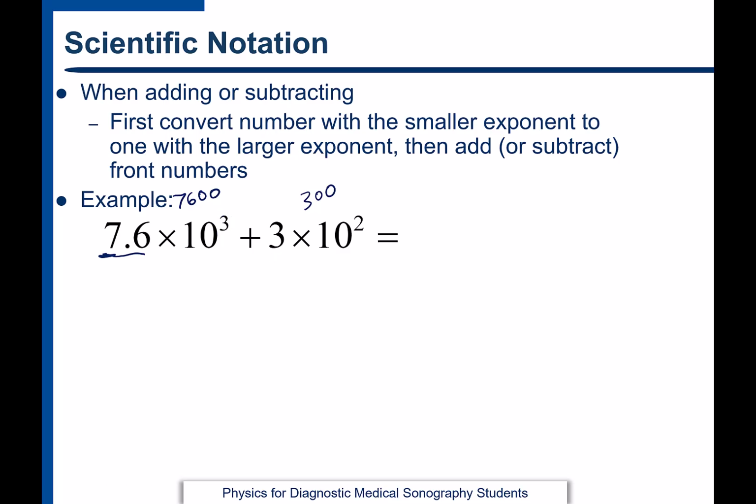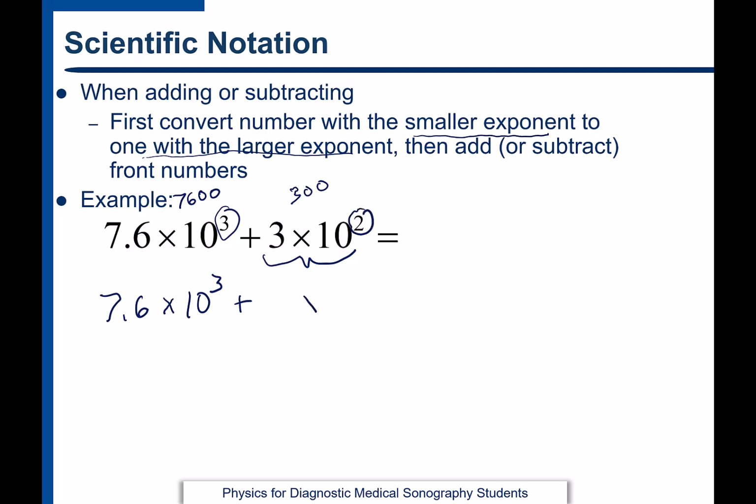So how do we go about dealing with this when we have numbers in scientific notation? What we want to do is convert the number with the smaller exponent to one with the larger exponent. In other words, I want to first rewrite this number with the same exponent. So I would have 7.6 times 10 to the third. But now here, since I want to change this to 3, I've made the exponent bigger, so I have to move the decimal place one to the left, or 0.3 times 10 to the third.